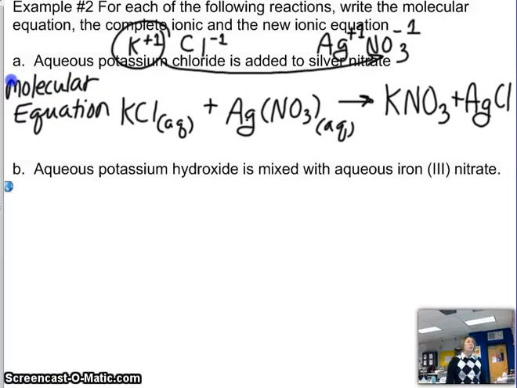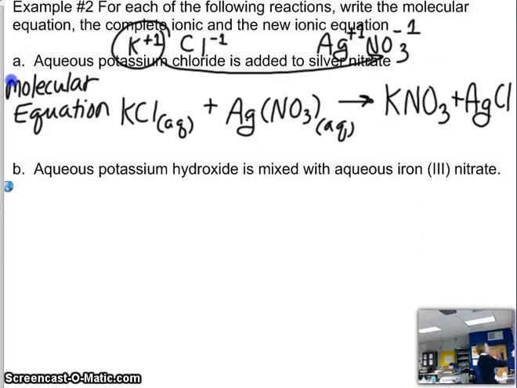Okay? So we write the correct formulas for our reactants. We wife swap and perform double replacement, and then we write the correct formula for our products. Then we ensure that the equation is balanced. 1 K, 1 K, 1 Cl, 1 Cl, NO3, NO3. It's balanced. If it was not, you would go ahead and balance it. That is your complete molecular equation.